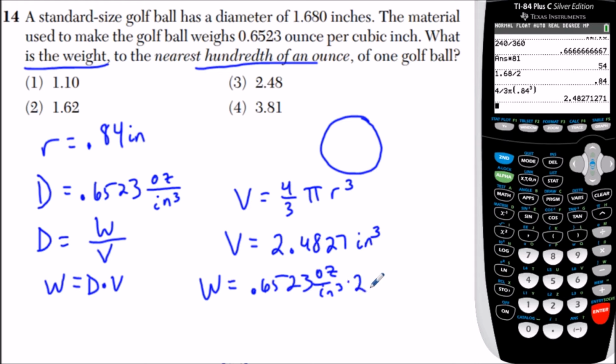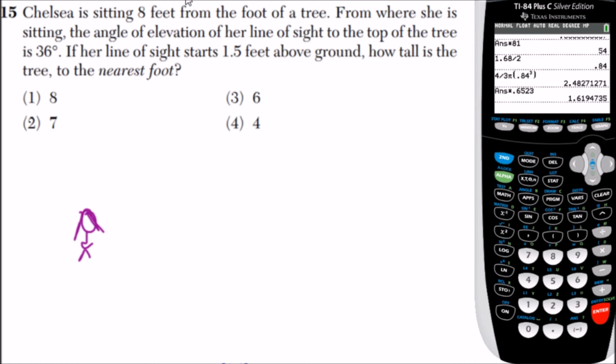All right, for this question here, this one is definitely a bit tricky. So we're dealing with, we got Chelsea over here. So there's Chelsea, and she's standing near a tree. So there's the distance from Chelsea to the tree. She's sitting 8 feet from the foot of the tree. So this horizontal distance is 8 feet.